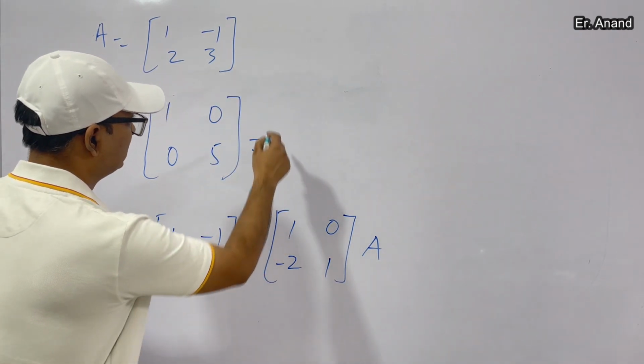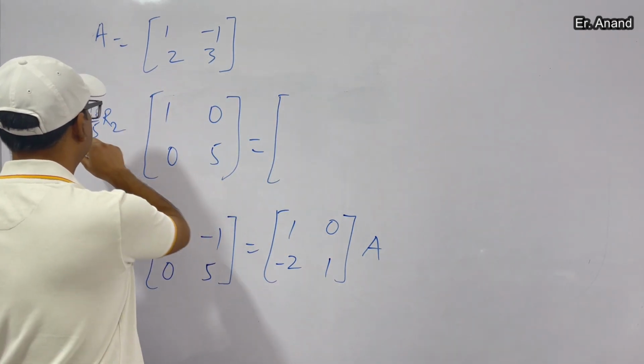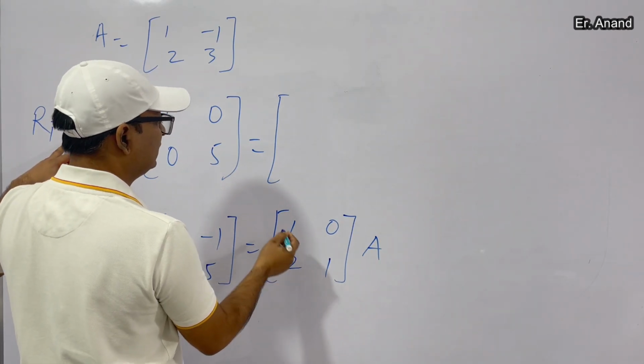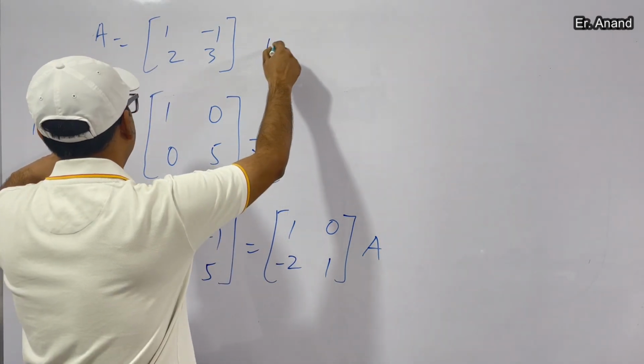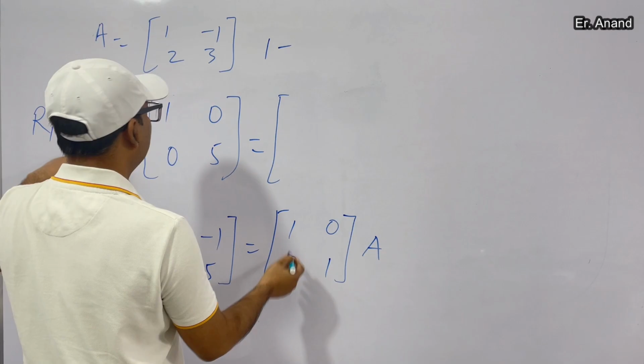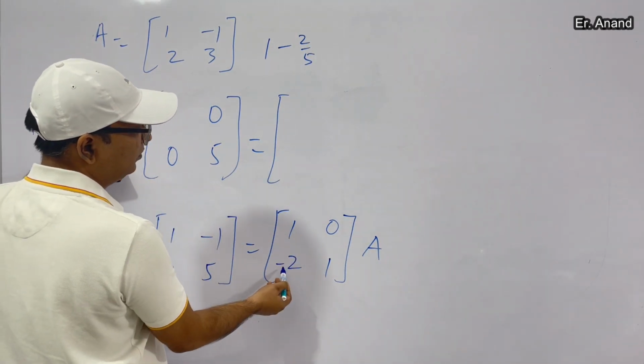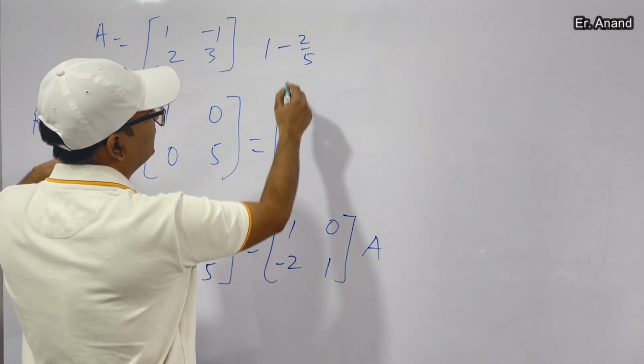So what happens to this side? The operation is in row 1. So this plus 1 by 5 of this, what we'll get? 1 plus 1 by 5 into minus 2, that is 1 minus 2 by 5. This is what we get here. 1 minus 2 by 5. So this is 3 by 5.